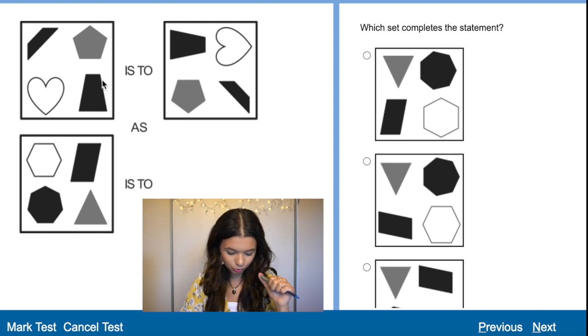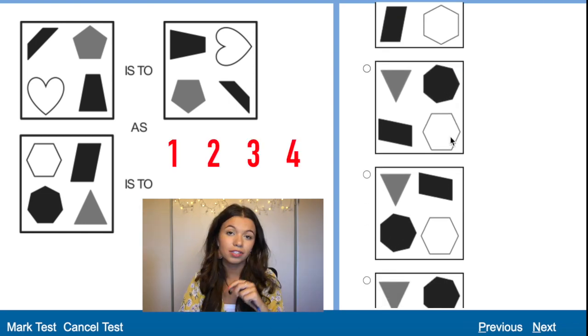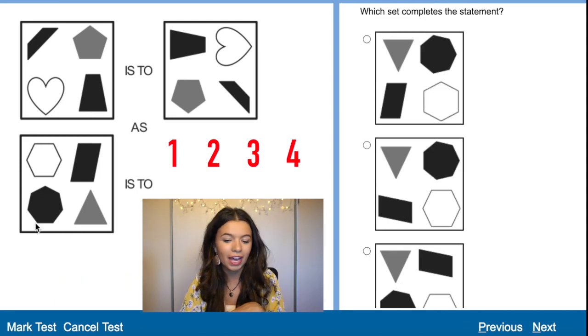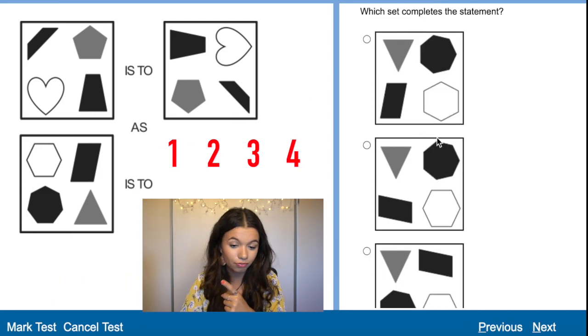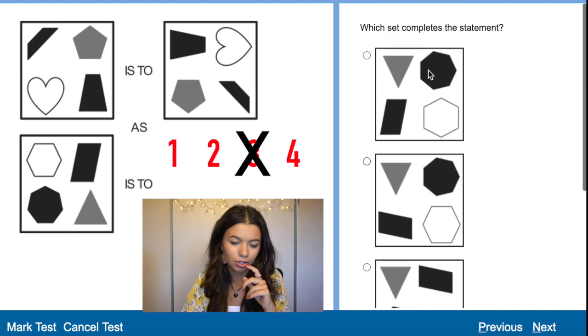I just want to make sure that, of the options here, we can cross at least one out. So we've said that all the shapes in the box move by 2 spaces clockwise. Heptagon needs to be in the top right. So we can eliminate option number 3. It's out of options 1, 2, and 4.